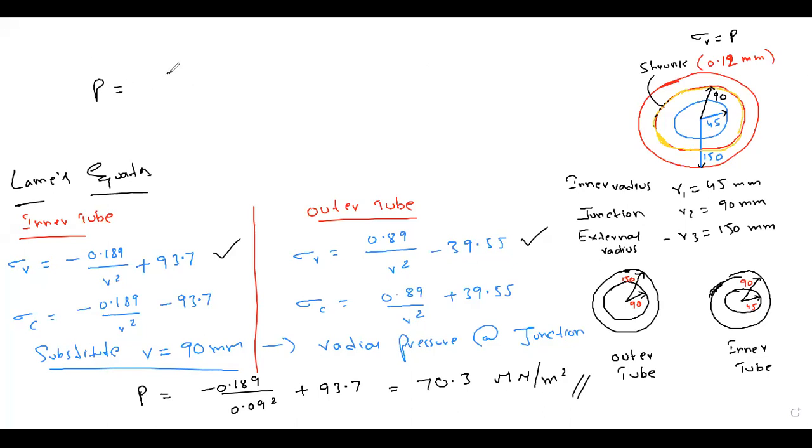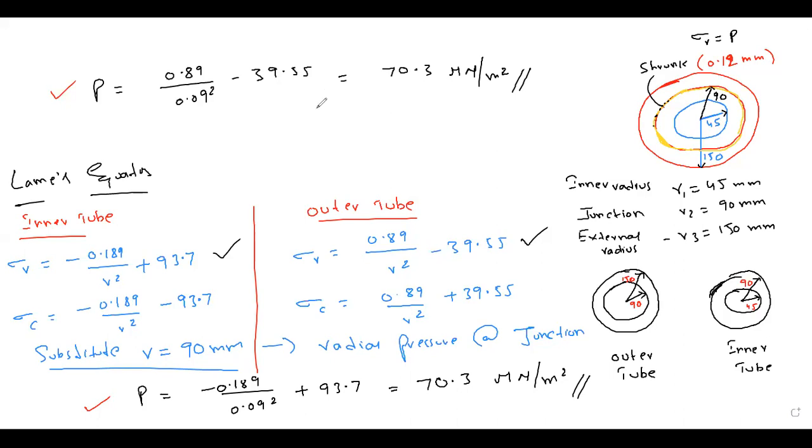P is equal to 0.89 by 0.09 square minus 39.55. What is the value? 70.3 meganewton per meter square. This is how you have to cross check whether your problem is right or wrong. So see, the two pressures are the same. This pressure you have calculated based on the inner tube, and this pressure based on the outer tube. So this is the first problem which they have asked you to calculate.